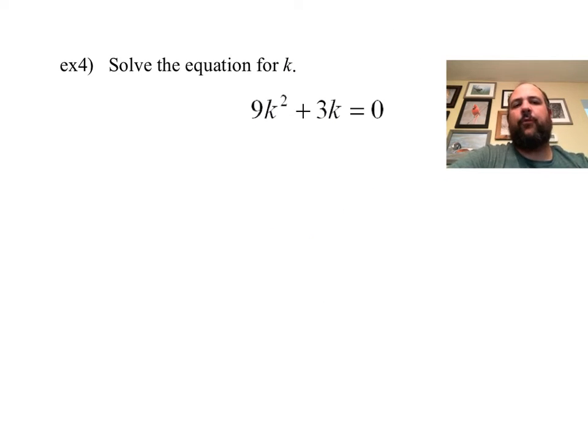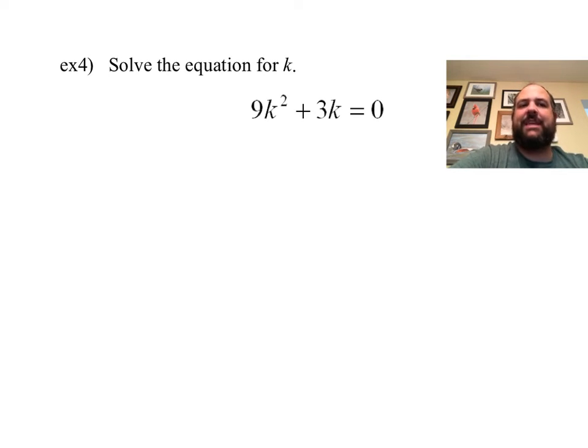Alright, so example 4, we have 9k squared plus 3k equals 0. Going through that checklist, step 1, everything's on the same side. We're good. Step 2, we need to figure out how we're going to factor this. So take a look, think for a second, pause, and then see if you have the correct factoring method.